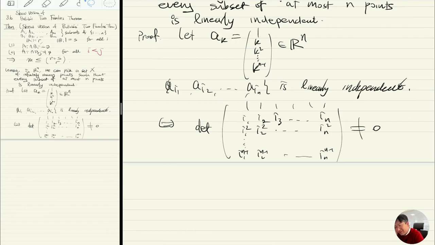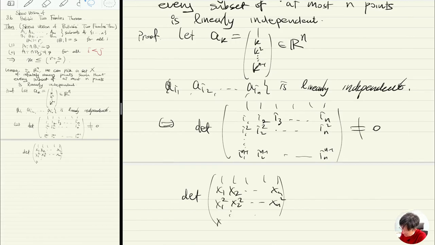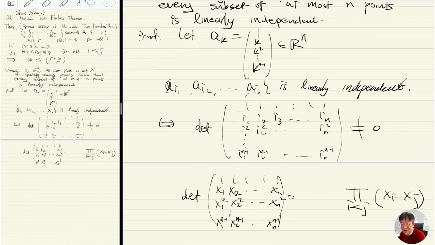Do you know this determinant? With rows x1, x2, up to xn, then x1 squared up to xn squared, up to x1 to the n minus 1 through xn to the n minus 1. What is this determinant? You can think of it as a polynomial with n variables. If two variables are equal, so xi is equal to xj, then it becomes zero. So when you factor it out, you must have this kind of term, xi minus xj, for all distinct i, j.